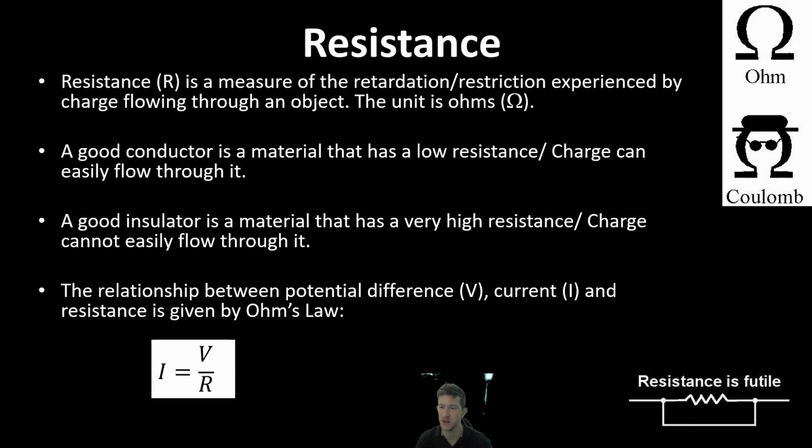And the relationship between potential difference, which we've seen now as V, the current I, and the resistance is given by Ohm's law. And we'll talk about Ohm's law today, which is very important. So it's the I equals V on R, or V equals IR equation that you see quite often.